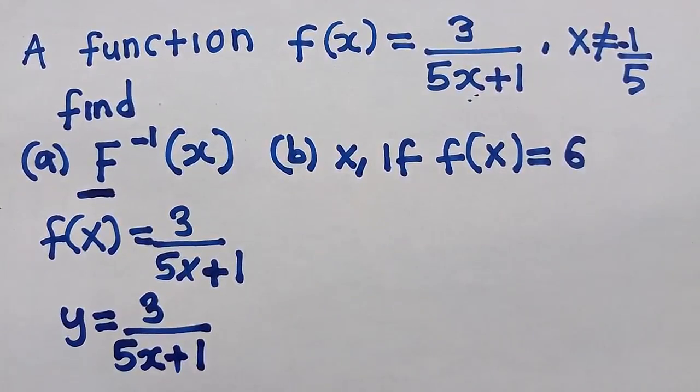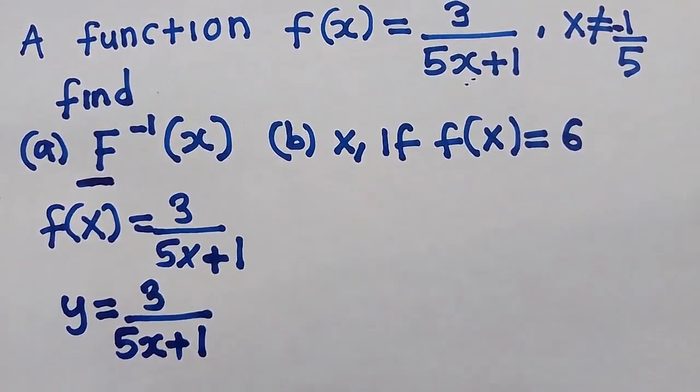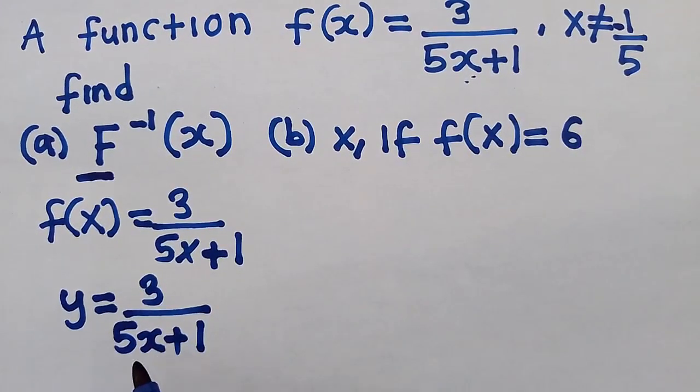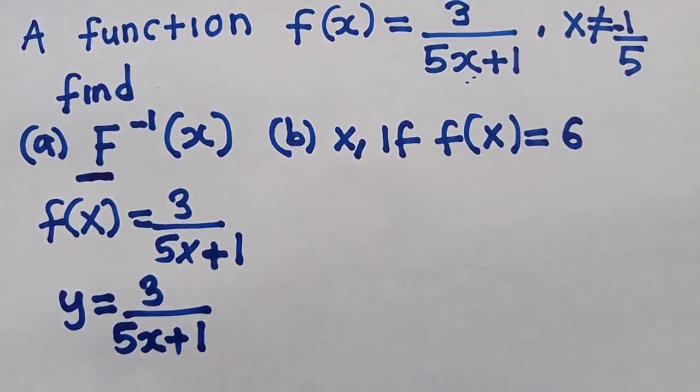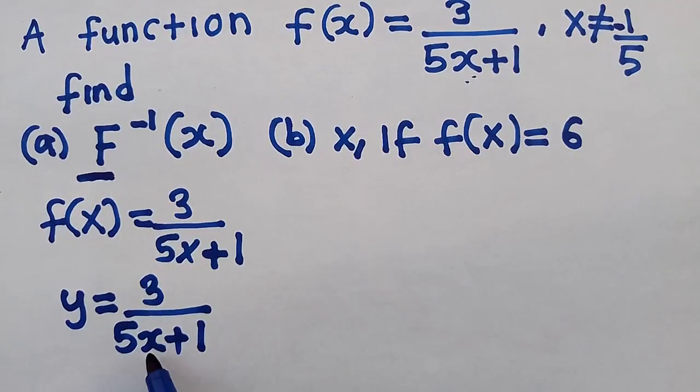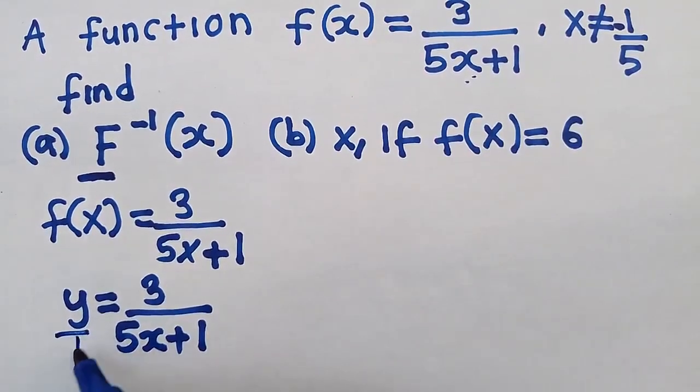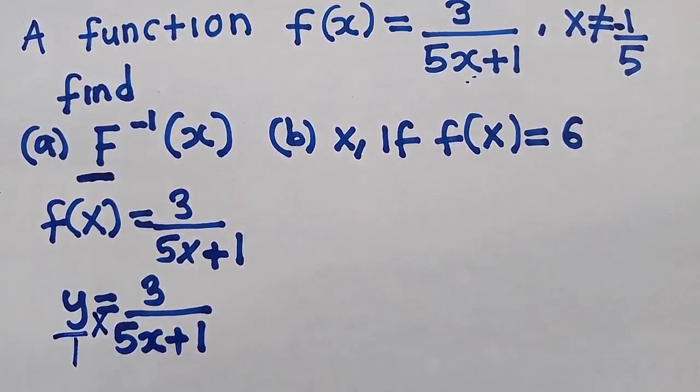So the moment you reach this stage, your main aim now is to make x the subject of the formula. So once you reach here, you need to make x, which is here, the subject of the formula. So how can you make x the subject of the formula? You say over 1, where here you do what? You cross multiply.